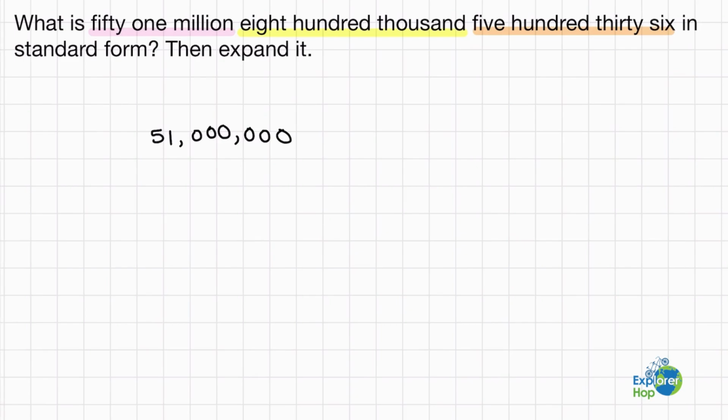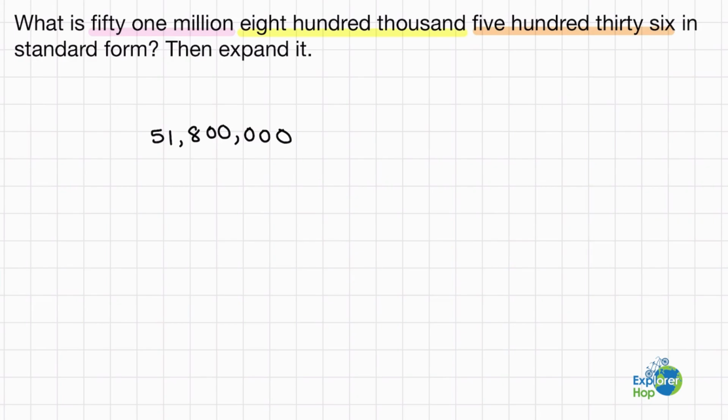Now the second part, 800,000. Well, we know after 100,000, there are 5 zeros. So in this case, we'll count backwards. 1, 2, 3, 4, 5. So we'll write the 8 in this placeholder over here because there are 5 zeros after it.